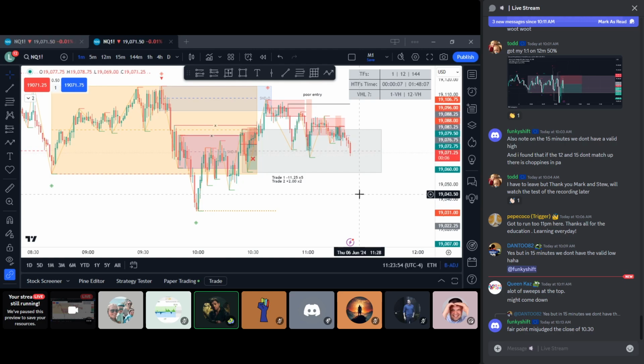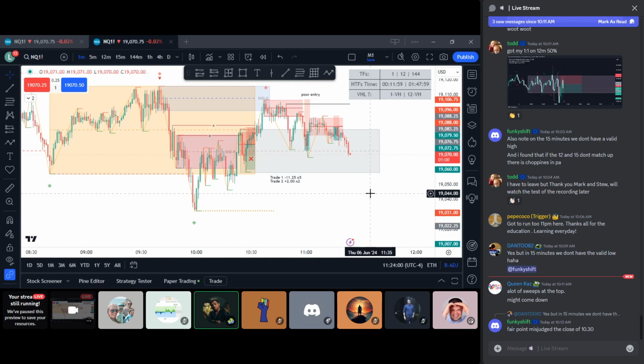Kind of like here, right, when it dumped from here, all these people, if they had their stop right above it, it did come back up and challenge that one more time before it finally made the big move down.